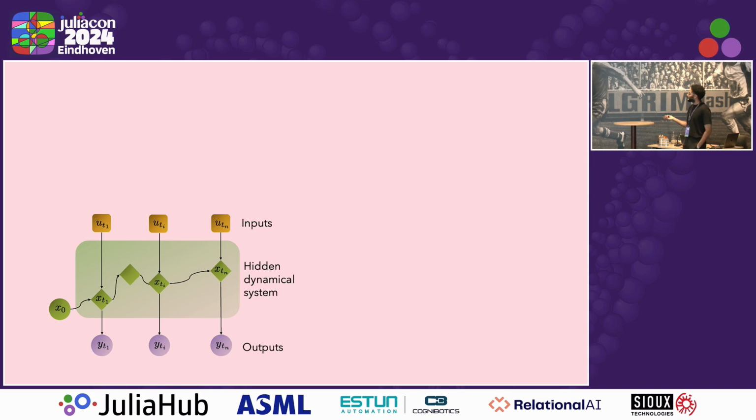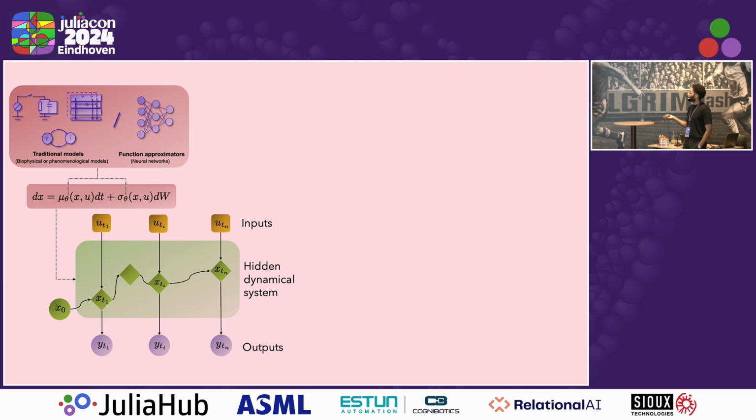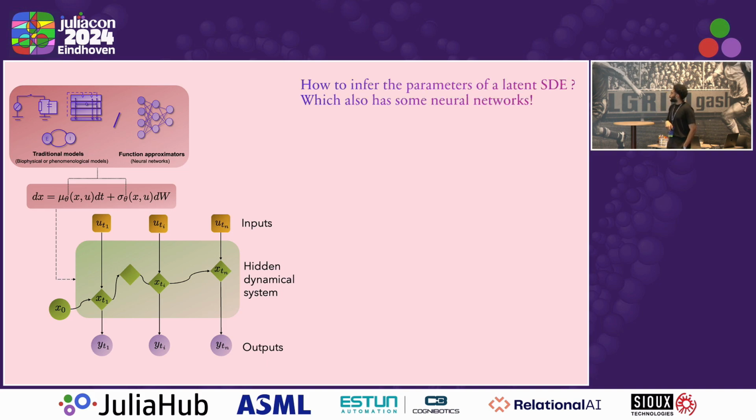We have some inputs, we have some outputs, and we have a hidden dynamical system that we try to infer. And what we're saying is we want to conceptualize these hidden dynamical systems as SDEs with some differentiable drift and diffusion terms. And these terms could come either from traditional models, or you could also use function approximators for them. But of course, the main challenge is, if you have an SDE that potentially has some neural networks in it, how can you infer these parameters in an efficient way?